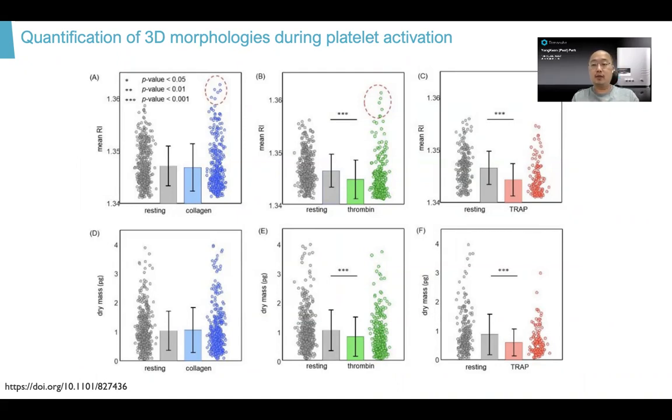So mean refractive index, or in terms of mean protein concentration and total dry mass, undergoes a significant decrease with the agonists, including thrombin and TRAP. But as a control, when you used collagen, there was a negligible difference between the resting and the collagen condition.